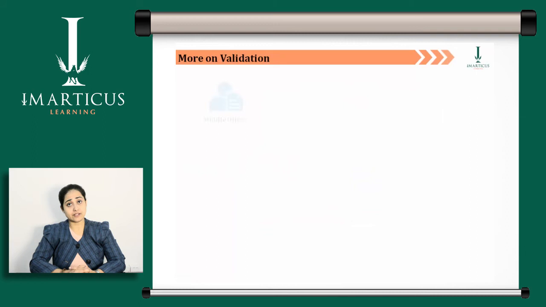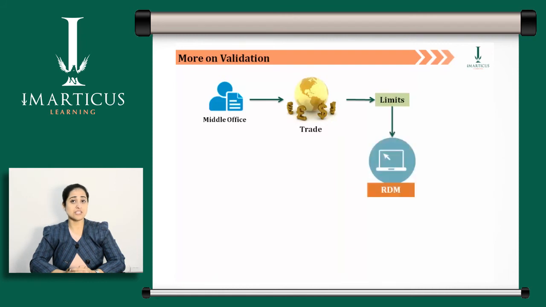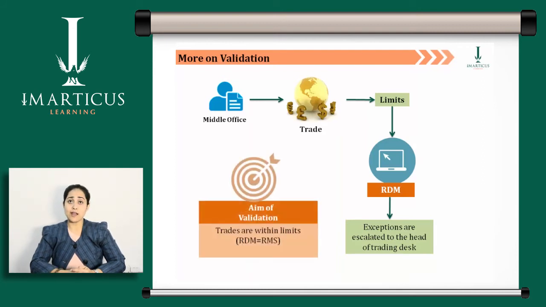Thus, it can be said that the middle office acts as a gatekeeper to ensure that all trades are booked within the limits usually set in a supporting system known as reference data management, RDM. Any exception to trading limits will then be escalated to the head of the trading desk to mitigate. Thus, it can be concluded that the main aim of validation is to ensure that the trades have been agreed within the limit set. It should also be noted that trade validation does not include checking the accuracy of the booking itself.